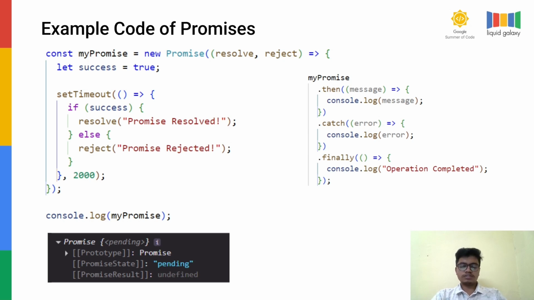And .finally is that piece of code that always executes. So "operation completed" will always be executed whether our promise got fulfilled or rejected. So in summary, if our promise got resolved, it will go to the .then code block, and if our promise got rejected, it will execute .catch. And .finally always executes whether our promise is fulfilled or rejected.